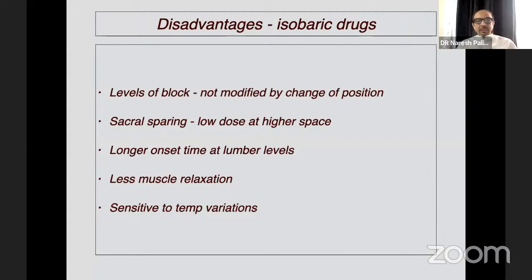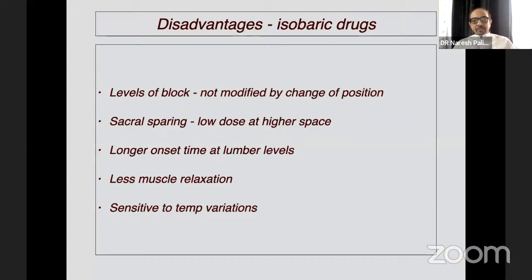There are some disadvantages of isobaric drugs. The levels of block cannot be modified by change of position. You need to place the drugs at the required precise dermatomes. There is some sacral sparing with low doses at higher spaces. This can be an advantage at times, or it can be disadvantageous, especially when you want to do surgeries where pelvic manipulation is required. Otherwise it is an advantage to have sacral sparing with these drugs. There's longer onset time at lumbar levels.